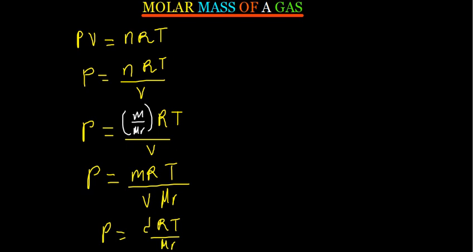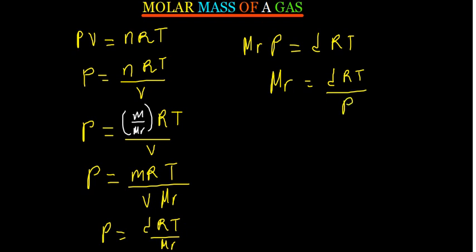If we multiply molar mass and pressure, we're going to have molar mass times pressure equal to density multiplied by R multiplied by T. So from here we can remain with the molar mass. So molar mass therefore is going to be density multiplied by universal gas constant times temperature divided by pressure. So this equation is going to be able to give us the molar mass of a gas, given the density, the universal gas constant, the temperature, and the pressure.